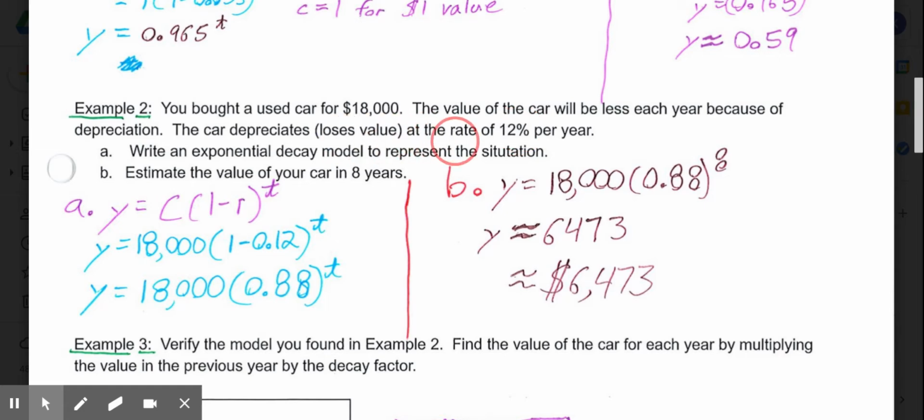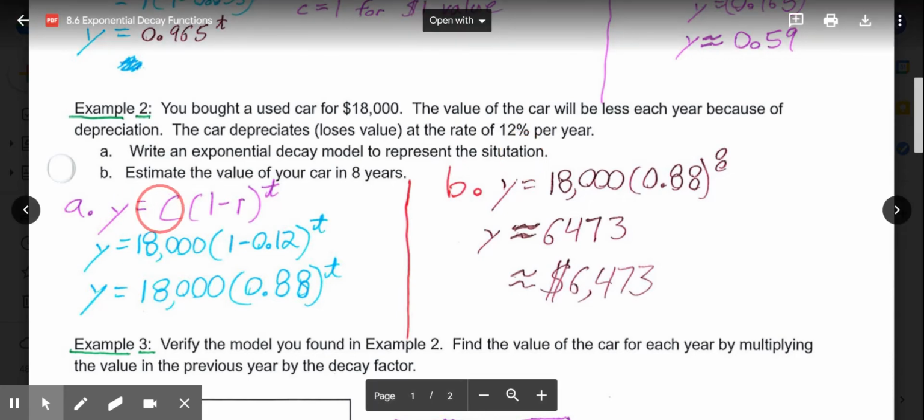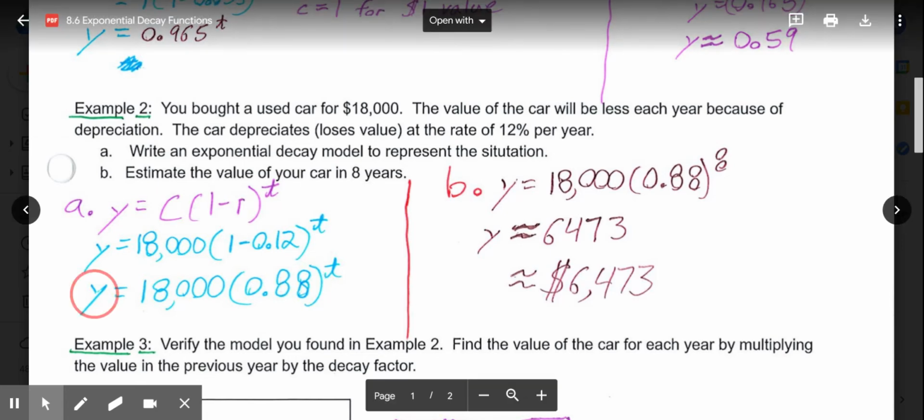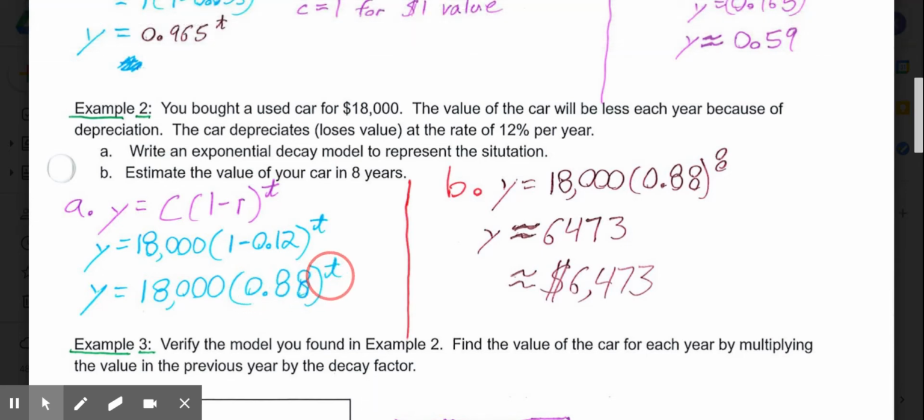So our exponential decay model for part A to represent the situation. Again, we have y equals c, parentheses 1 minus r, to the t power. We know $18,000 goes in for c, and we knew the 12%, so as a decimal, 1 minus 0.12, all to the t power. So what we need to do is simplify the 1 minus 0.12, which is 0.88. So our model would be y equals 18,000, then 0.88 to the t power.